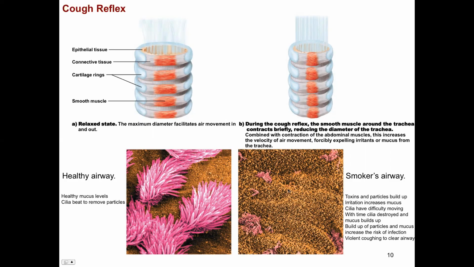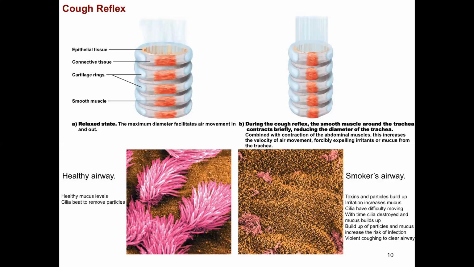But what happens with a smoker, there's a lot of toxins and particles from the burning of the cigarette that enters into the lungs and into the airway passages. And what that ends up doing is causes a lot of irritation. And that irritation causes an increased buildup of mucus to trap all of that extra sludge that's coming in there. I'll be honest, it's basically sludge. And with time, the cilia get destroyed with all of that extra mucus and the damage from the toxins.